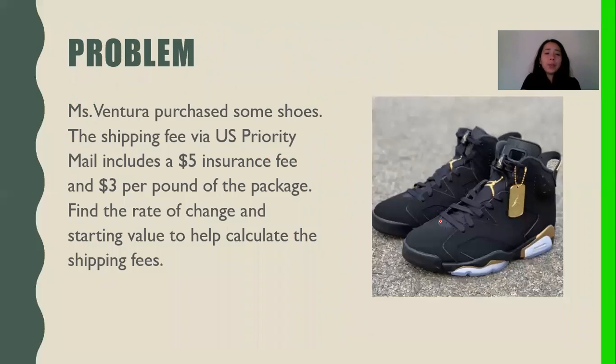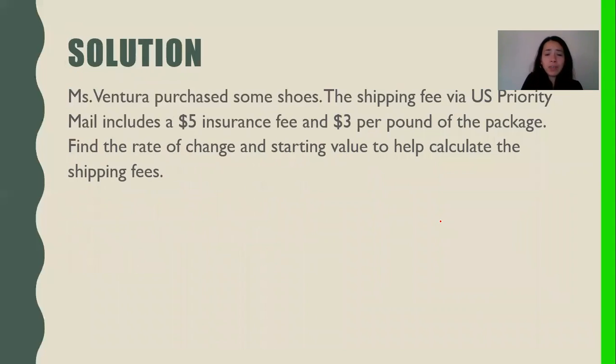Looking back at the problem that says Ms. Ventura purchased some shoes, the shipping fee via U.S. priority mail includes a $5 insurance fee and $3 per pound of the package. Find the rate of change and starting value to help calculate the shipping fees.